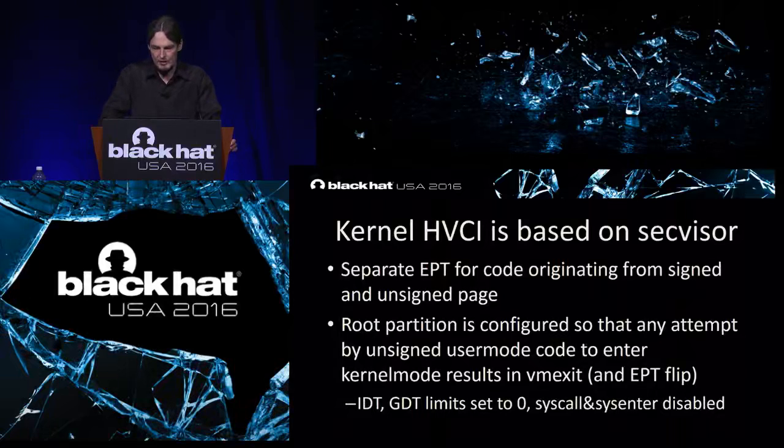The basic idea is that you need 2 separate EPT tables, one for code originating from signed pages and the other from unsigned pages. Additionally, the root partition must be configured so that any attempt by unsigned user mode code to enter kernel mode results in a VM exit. So the hypervisor is invoked and it has a chance to change the current EPT table. And that essentially takes care of this problem.